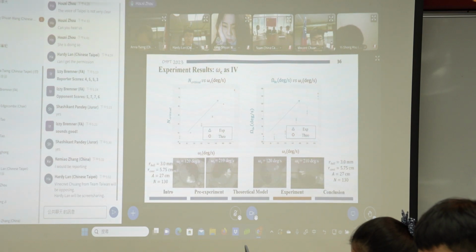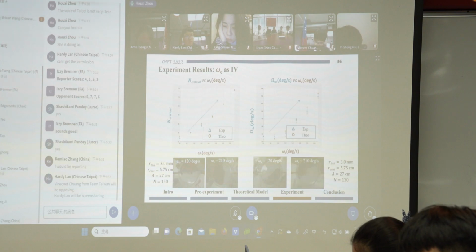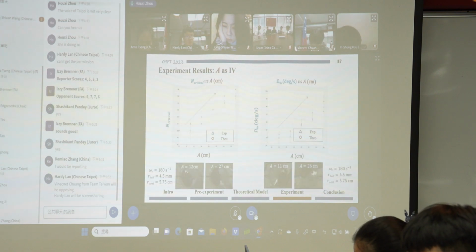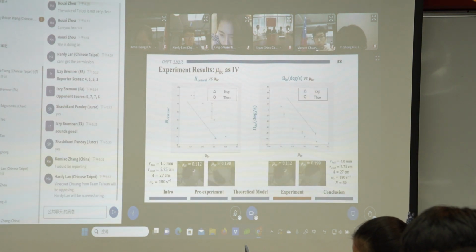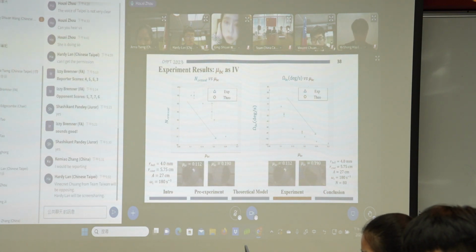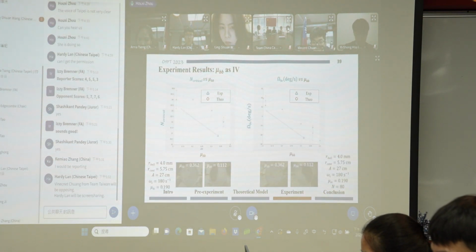Here is the tendency of omega BC and N critical's change to omega C. There is a positive correlation between them. The correlation is also positive in the experiment on rotation amplitude A. For the coefficient of friction between a ball and the container, the correlation is negative, which is also true for the coefficient of friction between the balls themselves.